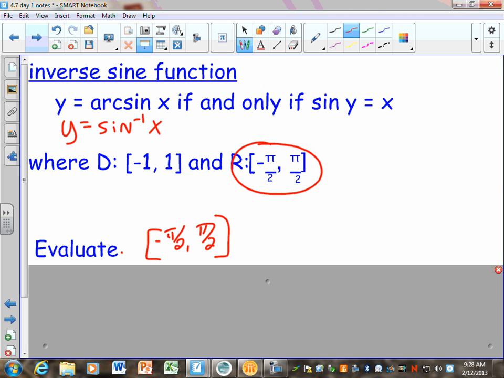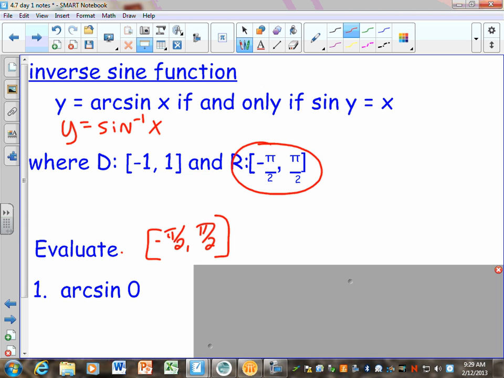And so that's why I spend so much time talking about it has to be 1 to 1. It has to, because if it doesn't pass that horizontal line test, then it's not a function anymore. So you have to make sure your answers are between this. So these are going to be the kind of questions that you see on your homework today.